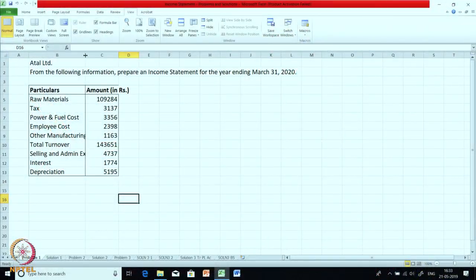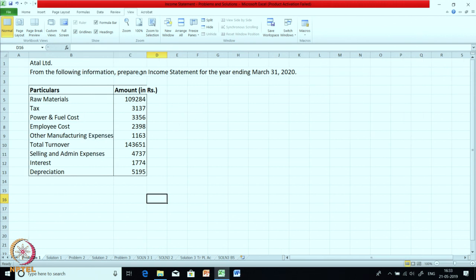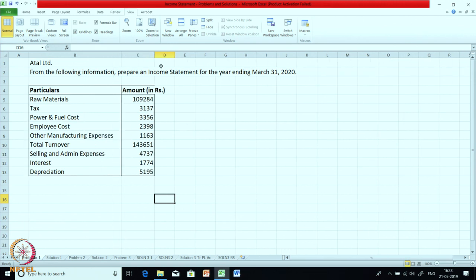This is not in the full-fledged company format. This is for us to understand the basic format of income statement or P&L and to calculate the profit. So the first case for that, Atal Limited. Now a list of balances related to incomes and expenses are given, and from that we have to make the income statement.